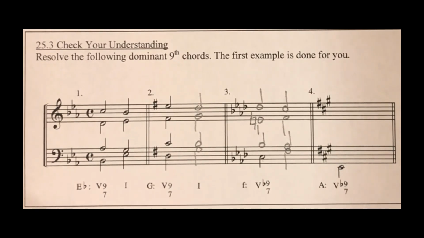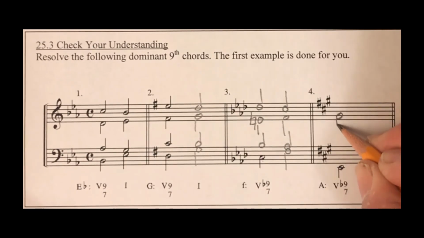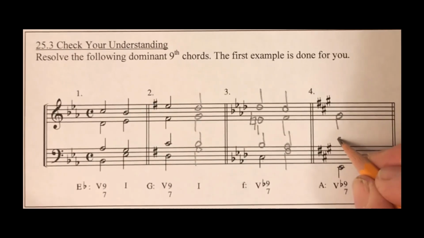Finally, we have the key of A. The E is the 5 chord, resolving to the 1 chord, A. Here's the leading tone. Here is the 7th of the chord. We'll not put a 5th.